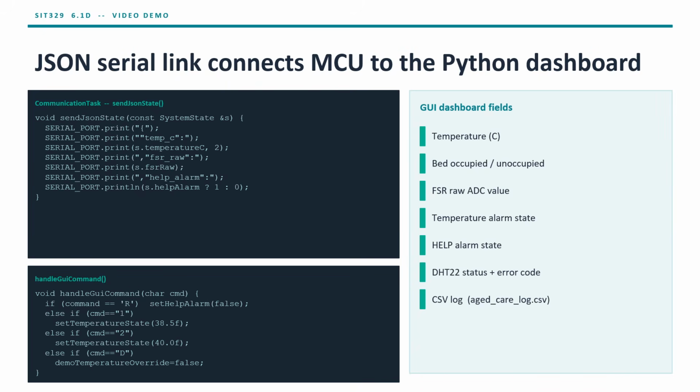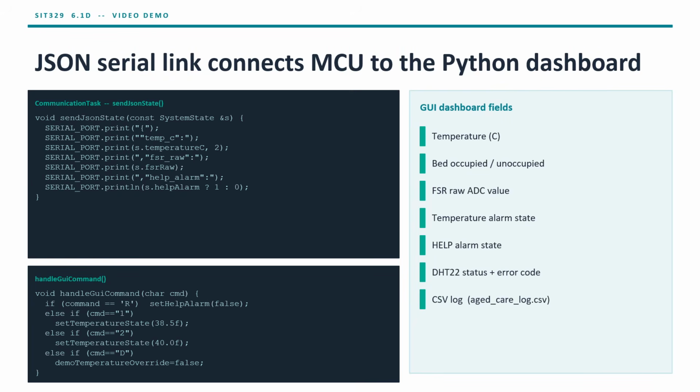On the Python side, the GUI parses each JSON line as it arrives, updates all its dashboard fields in real time, and appends a timestamped row to hklog.csv. This satisfies the continuous data logging requirement from the task sheet.